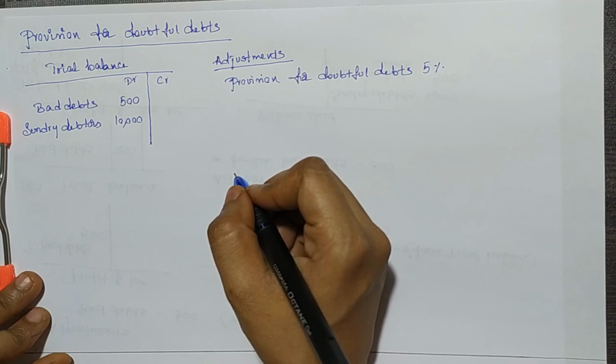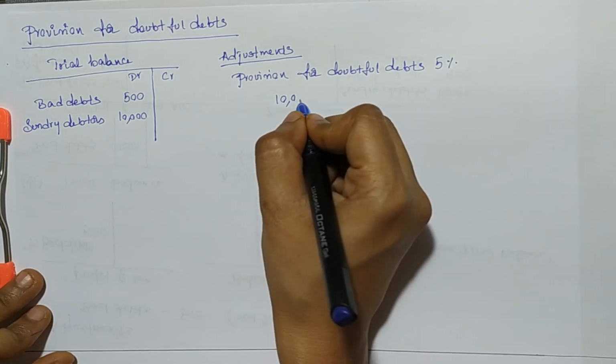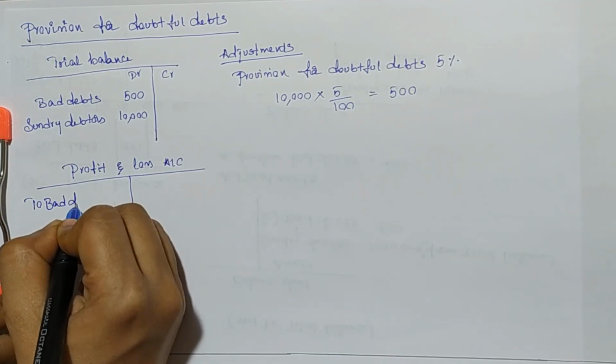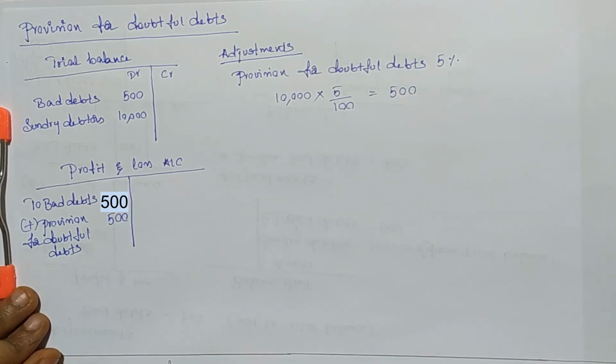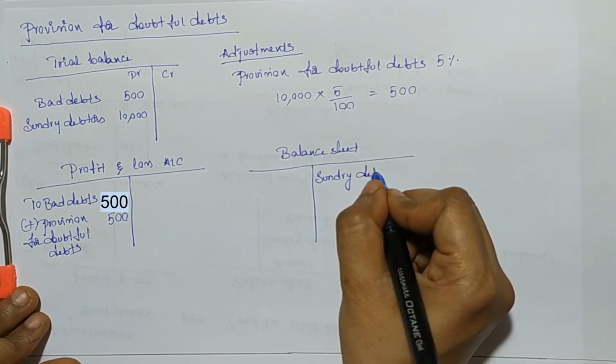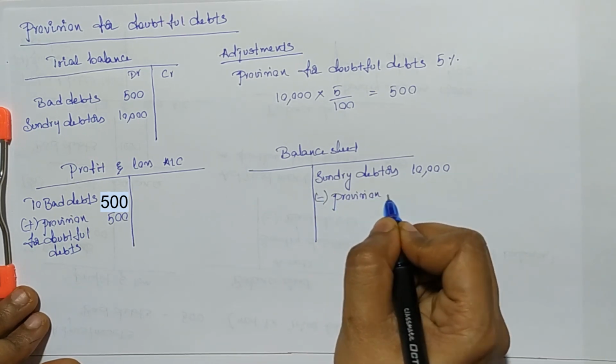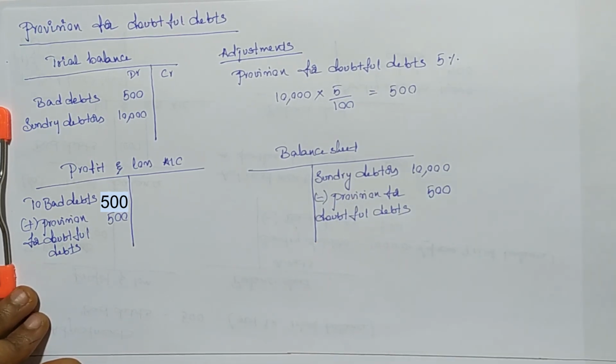In the trial balance, we have bad debts and sundry debtors balances. But the adjustment says charge provision for doubtful debts 5% on sundry debtors. Sundry debtors amount is 10,000. 5% on 10,000 comes to 500. In this case, we will mention the bad debts amount on the debit side of the profit and loss account. And to the bad debts amount, we will add the provision for doubtful debts amount, that is 500, on the debit side of the profit and loss account. Now we will deduct this provision for doubtful debts amount from the sundry debtors amount on the asset side of the balance sheet.